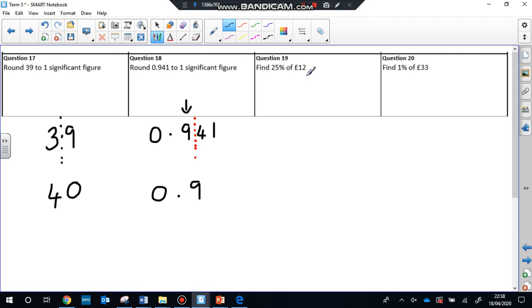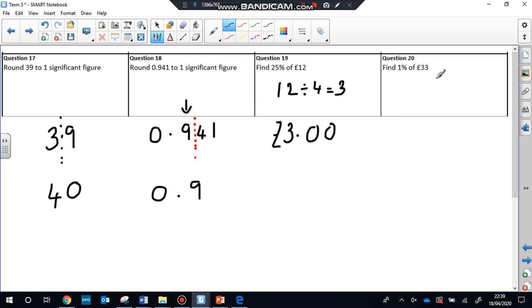Okay, 25% of 12. There's lots of different ways you could do this. But if you think about it as 25% is the same as a quarter, you just need to do 12 divided by 4, which is probably the easiest way to do it. Okay, and 12 divided by 4 is 3, so 25% of 12 is going to be £3. You might want to find 50% and halve it, or you might want to find 10% and 5%, it's up to you, but this is probably the quickest way of doing it. So the answer is £3.